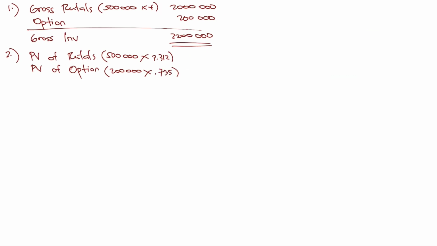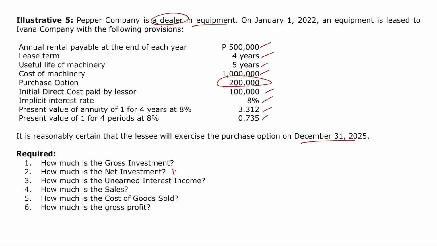So how much is this, guys? 500,000 times 3.312 is actually equal to 1,656,000. Then 200,000 times 0.735 is equal to 147,000. Then adding these two will give us the net investment, which is 1,656 plus 147, or equal to 1,803,000. So the final answer for requirement number 2 is 1,803. By the way, requirement number 1, the final answer is 2.2 million.